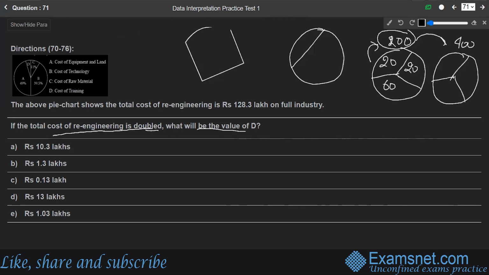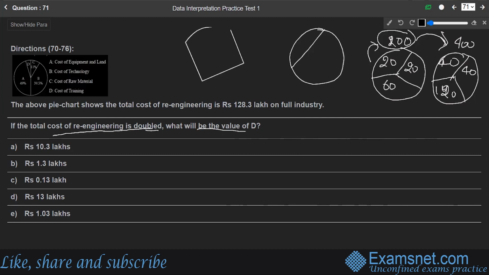If the total value is doubled from 200 to 400, then the value of each component also gets doubled. It's not the percentage, it's the actual real value. So this will become 40, this will become 40, and this will become 120. The percentage remains the same, but the value is doubled.